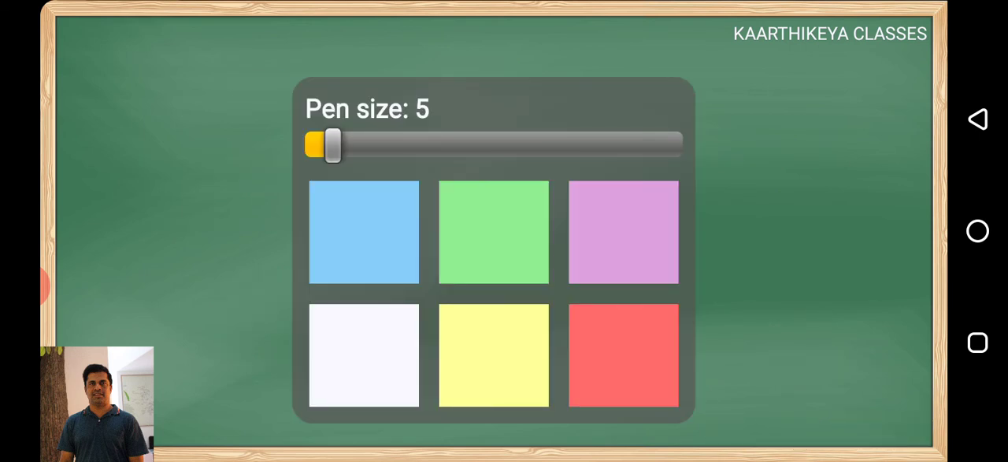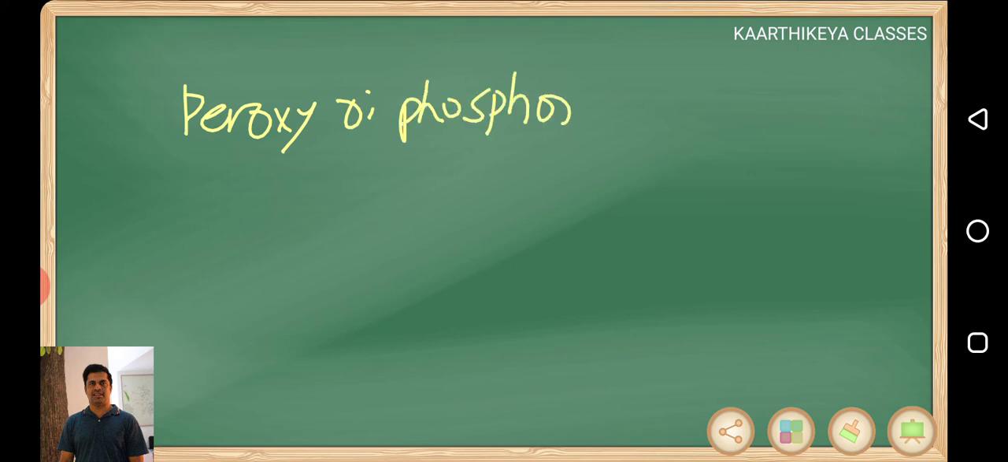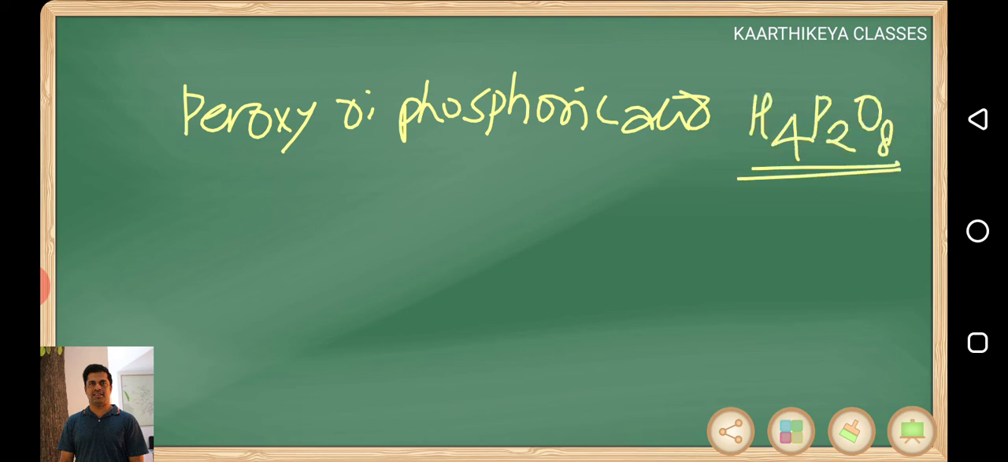And the last one, peroxydiphosphoric acid. Peroxydiphosphoric acid. H4P2O8 is the formula. Just now we were writing H4P2O7, you make it one more. That's all. POOP.